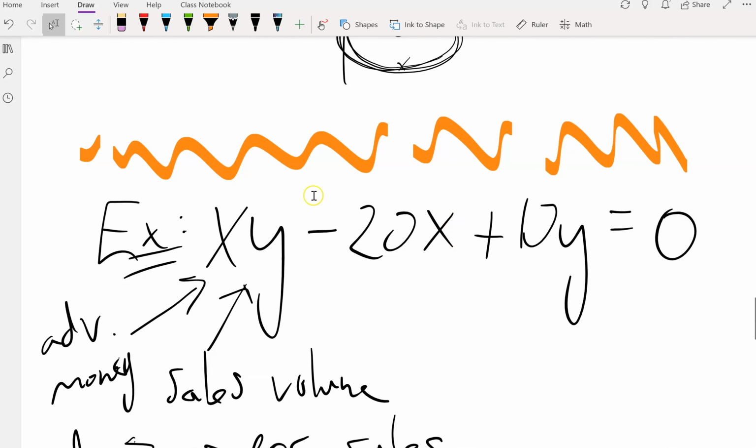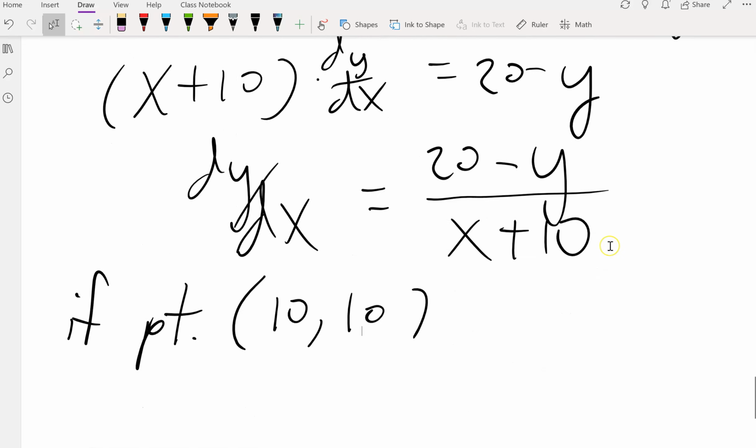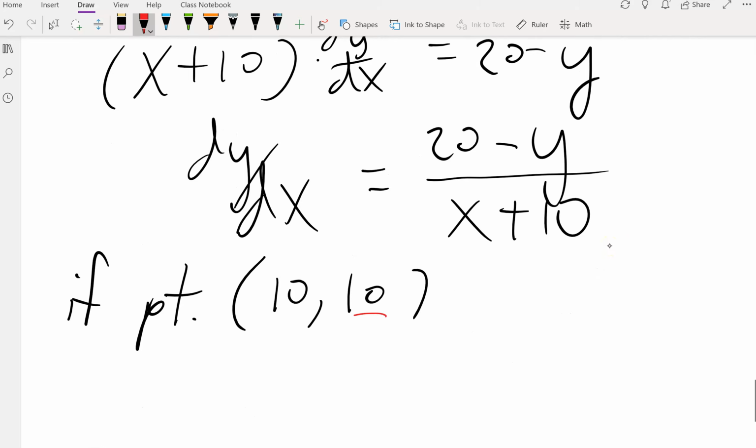I plug in 10 for x and y. So let's try it. 10 times 10 is 100. 10 times 10 is 100. 10 in here is 200, so that all wipes out and makes 0. So (10, 10) is a point on the curve. You should really pause right now and figure out how I got the y value, 10. All right, so if the point is (10, 10), then we can plug in and find dy/dx.